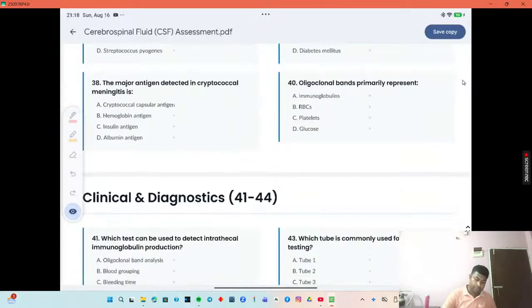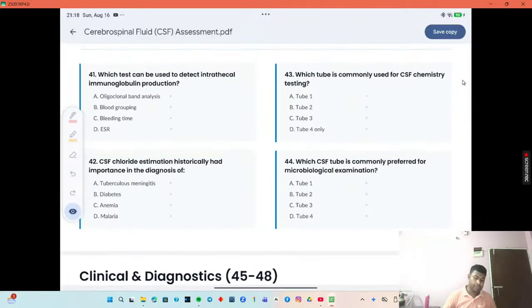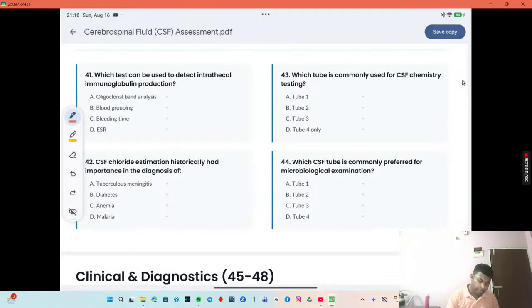Now I will move to the next question. The next question is: which test can be used to detect intracranial immunoglobulin production? The right answer of this question will be oligoclonal band analysis. Oligoclonal band analysis is a type of test which is used to detect intracranial immunoglobulin production in our body. Now I will move to the next question.